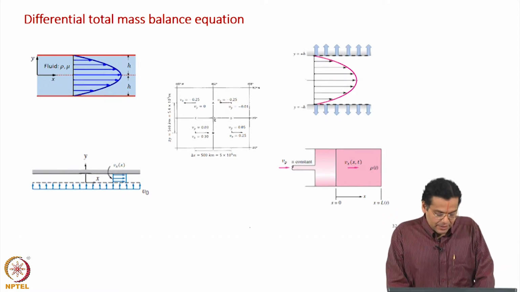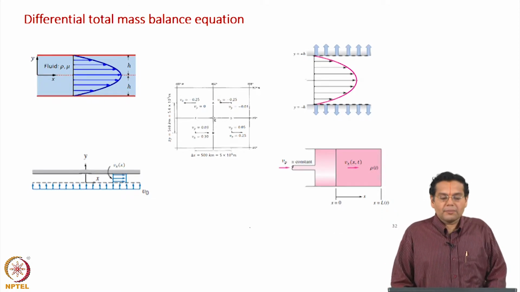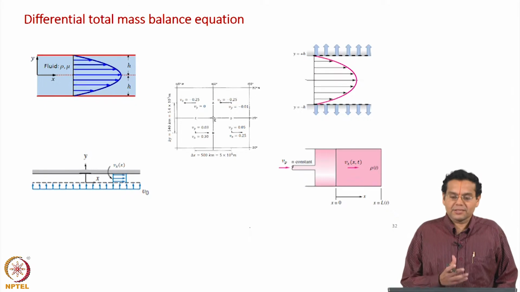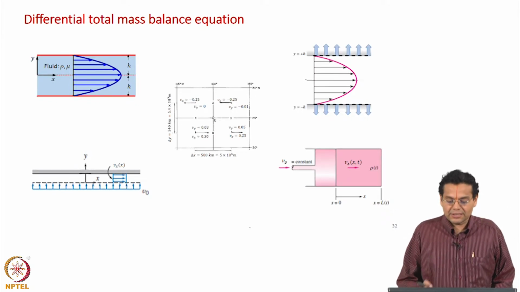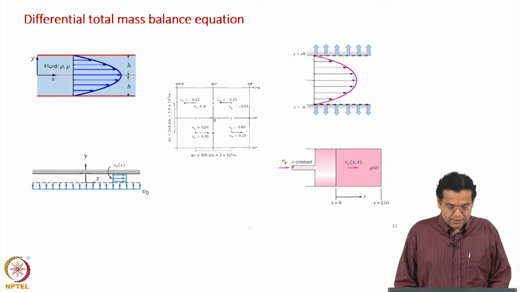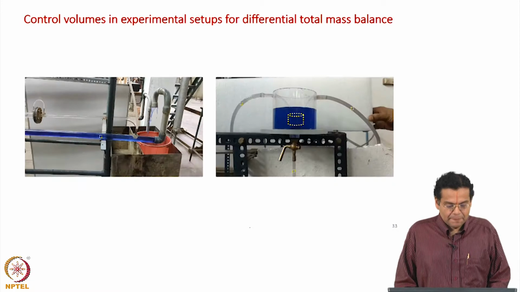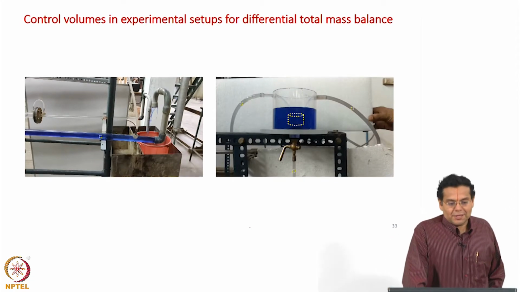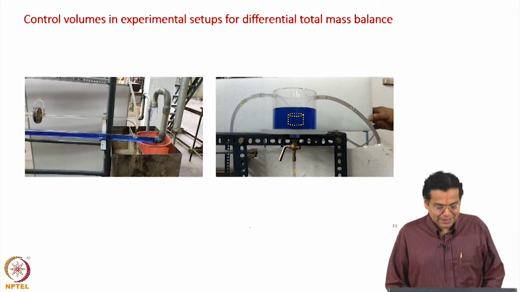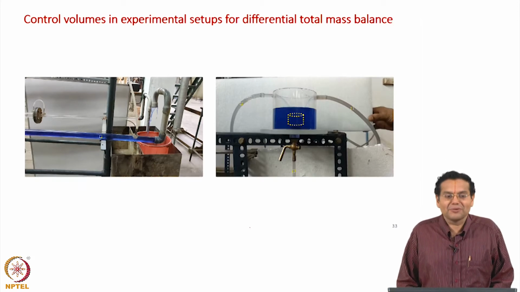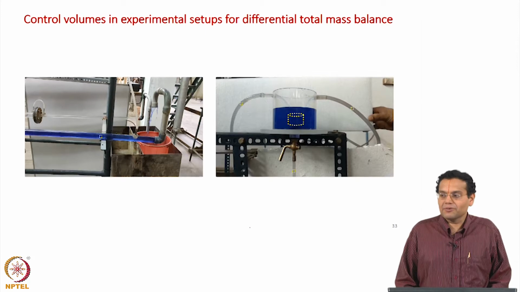This differential form of the total mass balance equation puts a restriction on the components of velocity. So all these examples will revolve around finding out one velocity component. Details of course we will know as we go along. So the control volumes and our experimental setups, I think we have come across this setup a few times. I have shown only the control volume which we will be using for differential total mass balance. I have not shown that for the integral balance, though.